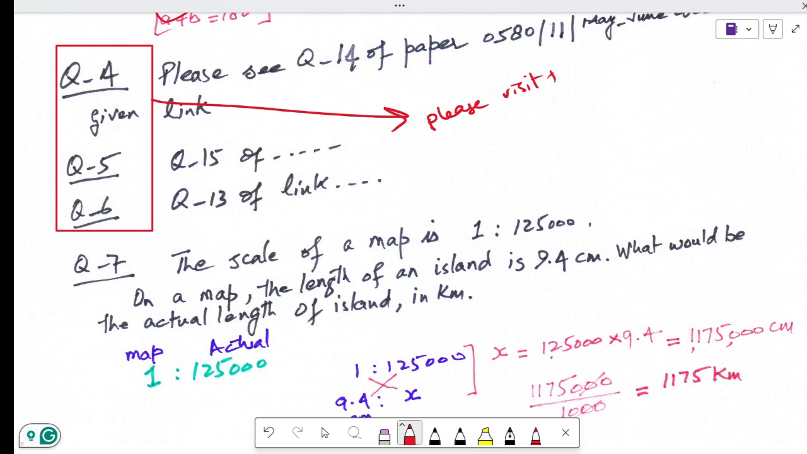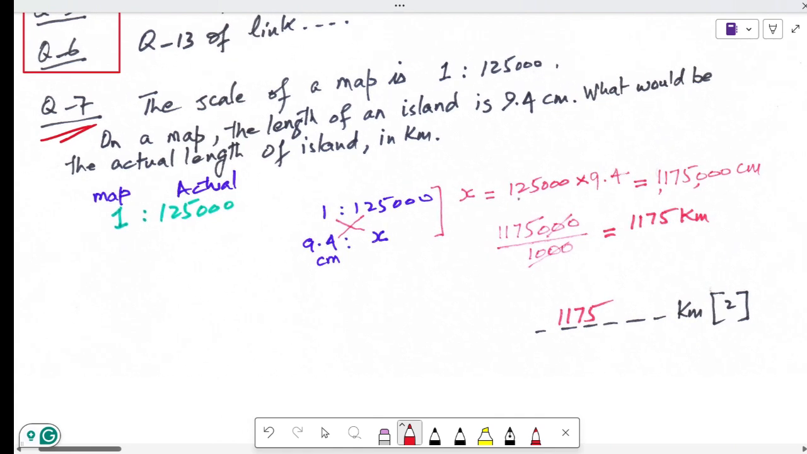Going to question number 7. The scale of a map is given as 1:125,000. It has been asked that if the length of an island on the map is 9.4 centimeter, then what would be the actual length of the island on the ground? And we are supposed to convert that actual length in kilometers.